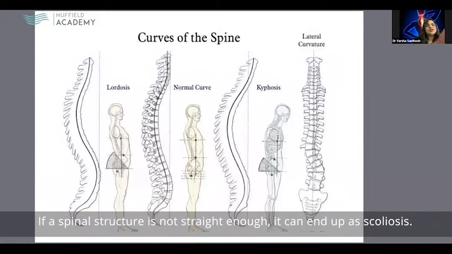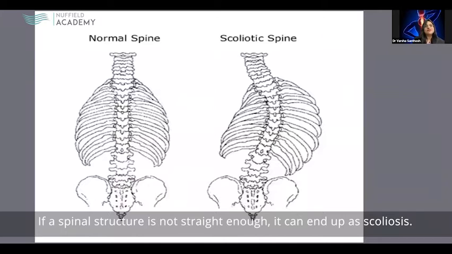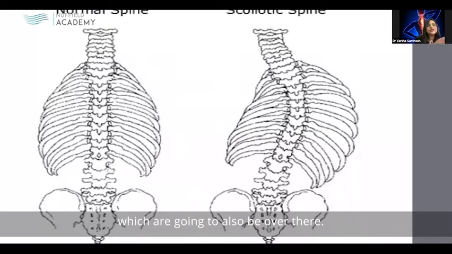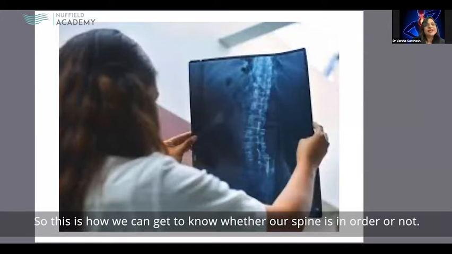So if a spinal structure is not straight enough, like a scoliosis, that creates damage to the other organs which are also over there. So this is how we can get to know whether our spine is in order or not.